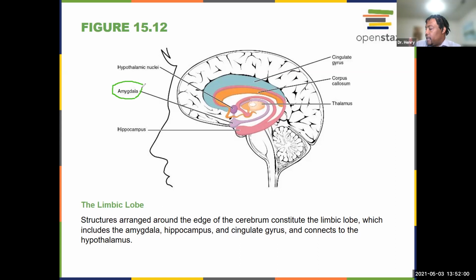And so at that point, you're going to start expressing stress hormones as a direct result of that. And then those stress hormones are going to be controlled through the endocrine system.